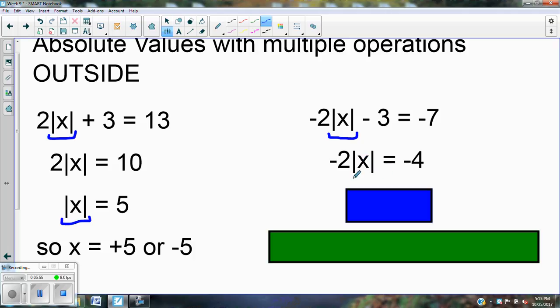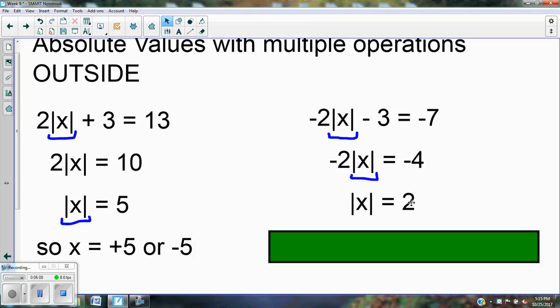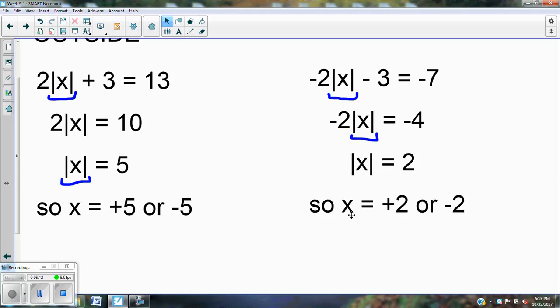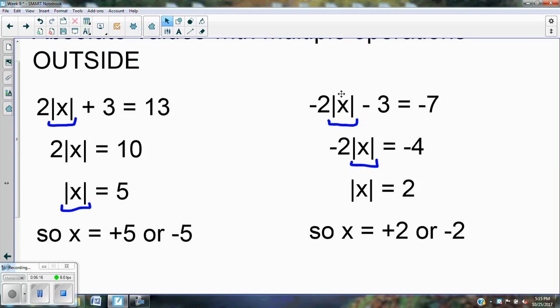But actually there is. We can't say there's no solution until this piece, the absolute value piece, is alone. So we still have to do divide by negative 2 on both sides, and we get absolute value of x equals 2. So then x is either positive 2 or negative 2. Again, the trick here is getting the absolute value piece alone. Once that's alone, then you can split it into your two answers.